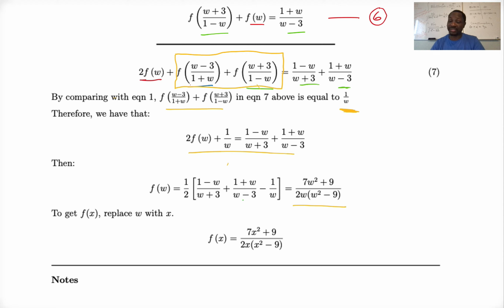I just took the lowest common multiple, and then used that to simplify it into a single expression. Now this is essentially f of x, because whether you use f of w, f of t, the function still has the same structure, the same look. So to get my f of x, I just simply replace w with x, and that's it. So that's how you arrive at this final solution for this question.